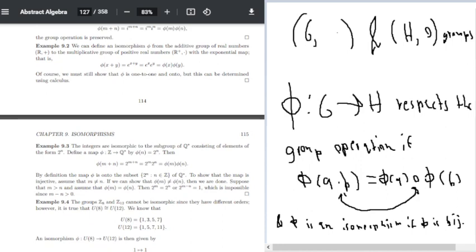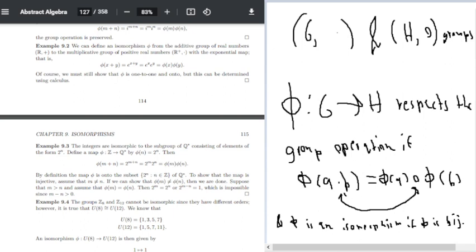Example 9.2. We can define an isomorphism phi from the additive group of real numbers, R plus, to the multiplicative group of positive real numbers, R plus with a dot, because that's again what you call that symbol in LaTeX, with the exponential map. That is, phi of x plus y is equal to e to the x plus y, equals e to the x times e to the y, equals phi of x times phi of y. Of course, we must still show that phi is one-to-one and onto, but this can be determined using calculus.